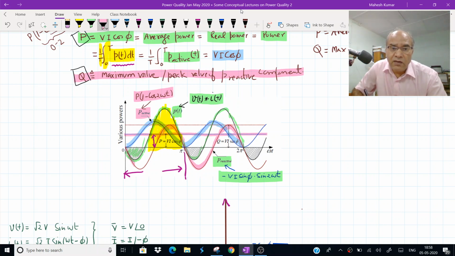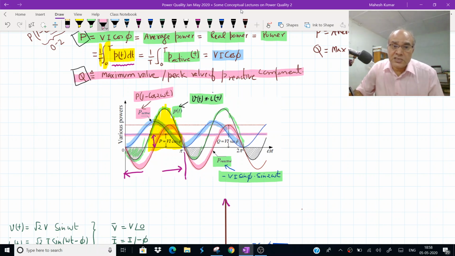You can see the average component of P reactive is always equal to 0 because it is a kind of oscillatory term. Okay. So now we have understood these components: instantaneous power, which has two components, active instantaneous power and reactive instantaneous power. Active instantaneous power is also called unidirectional power, whose average value is the same as the real power, which is also the average value of the instantaneous power.